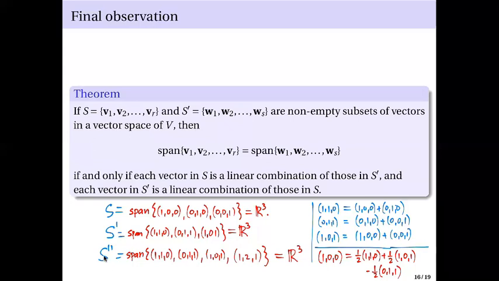You can do that here, the same thing in S double prime. Continue, try to find, I'll just put it here, try to find the linear combination for this and the linear combination for this using the elements (1, 1, 0), (0, 1, 1), and (1, 0, 1). And you can therefore conclude that they have the same span.